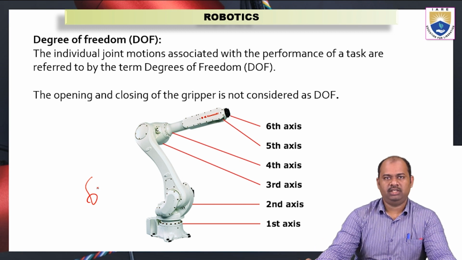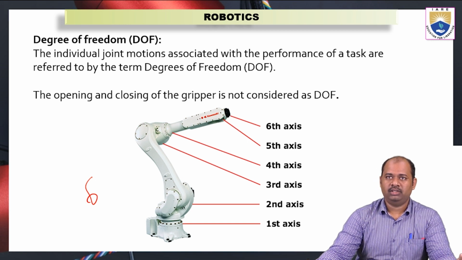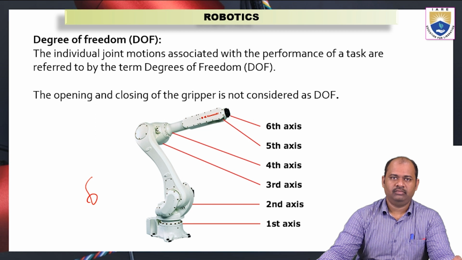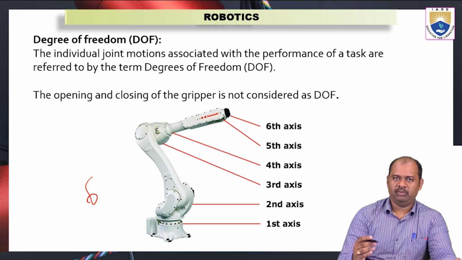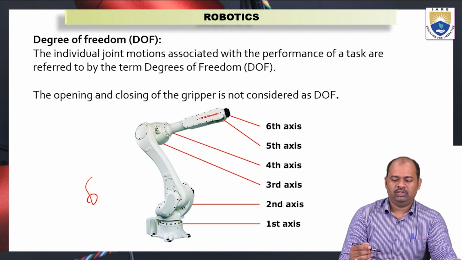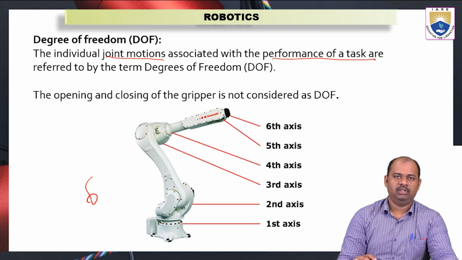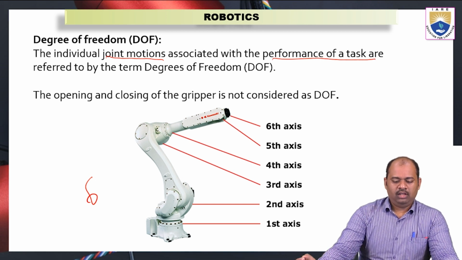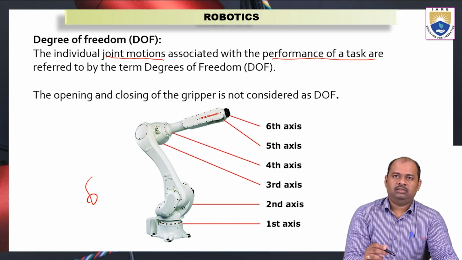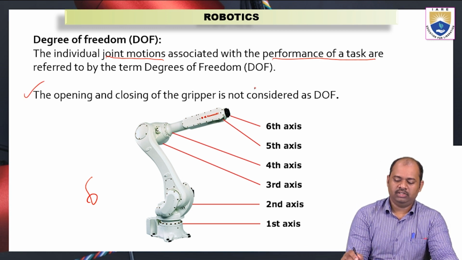Okay. Now we will see the basic definition of degrees of freedom. Degree of freedom is nothing but the individual joint motion associated with the performance of a task. When we have links and joints in the robot, these links can move in some direction. Depending on the motion that is possible for each link, the degree of freedom is calculated. Individual motion of each link is counted as 1 degree of freedom. Now, the opening and closing of the gripper is not considered as degrees of freedom.